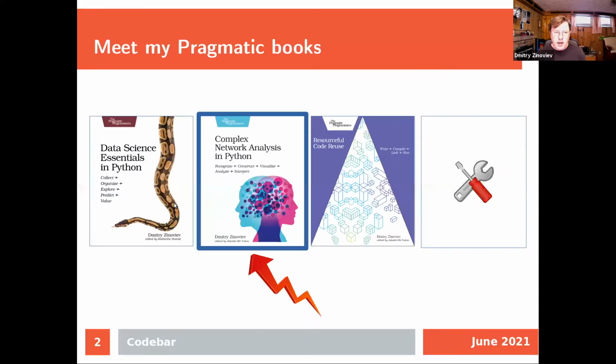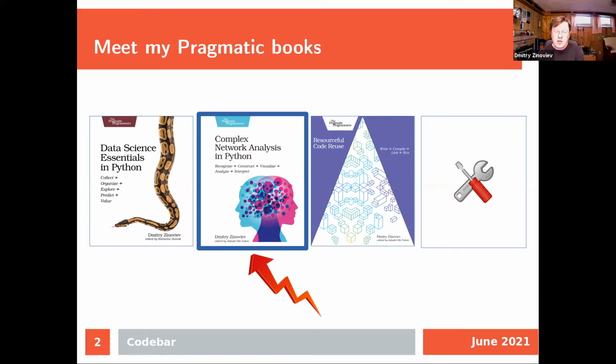I am also a Pragmatic author, so I wrote and published a number of books with Pragmatic. The first one is about data science essentials in Python, which already has a chapter on network analysis. This is a pretty old book by today's standards. It's about 4 years old, still usable, but perhaps not 100% up to date.